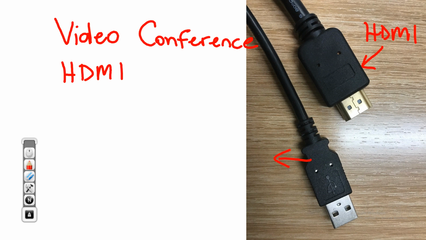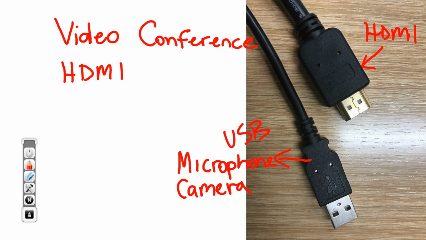And then this is a standard USB cable, and this USB cable provides access to the microphone and the pan tilt zoom camera for the video conference. So while your laptop is on the desk, the entire room can participate in the Skype call via the centrally located pan tilt zoom camera and USB microphone.